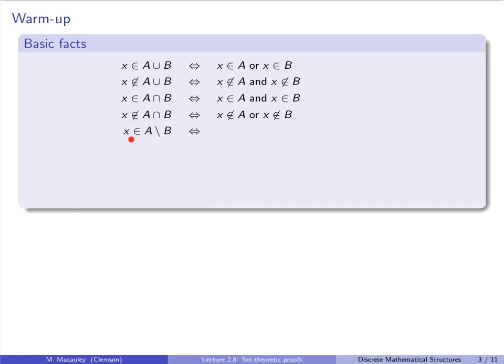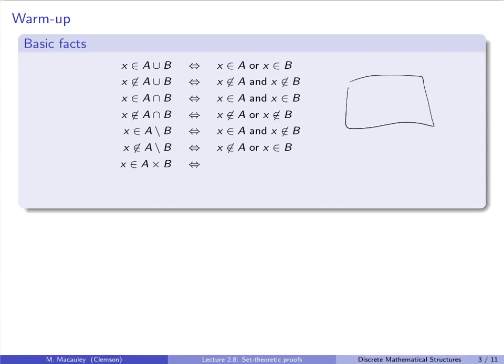Next, X is in A take away B is equivalent to X is in A and X is not in B. Now, if X is not in A take away B, that is equivalent to X is not in A or X is in B. Let's draw pictures of those last ones just to verify. So if this is A and this is B, if X is in A take away B, I think that one is a little bit easier, is that X is in A and X is not in B.